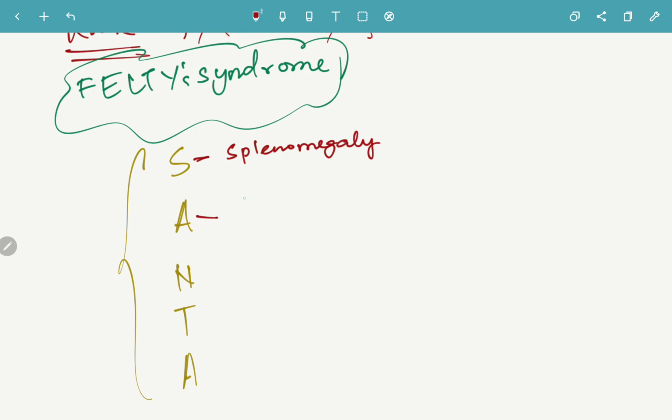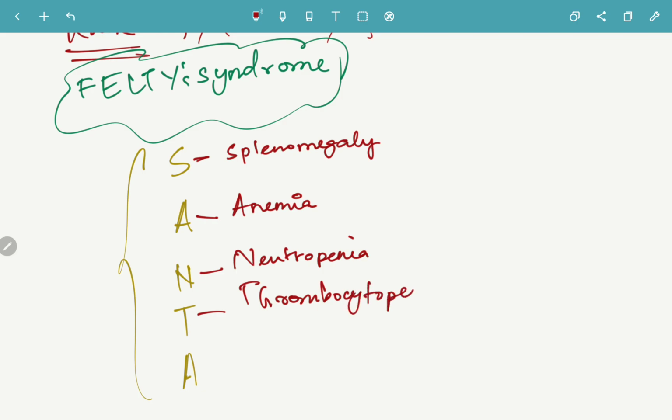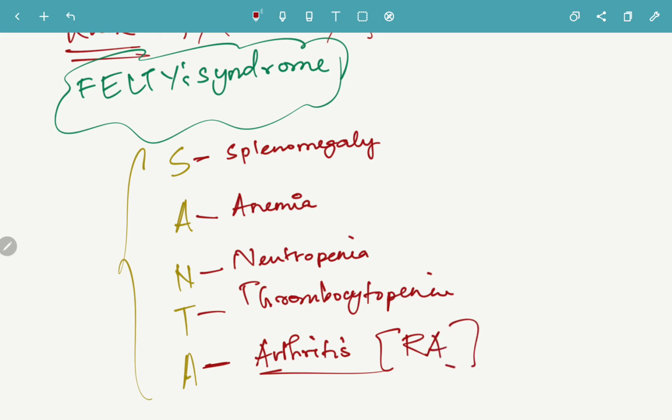And A stands for anemia. N stands for neutropenia. T stands for thrombocytopenia, and A stands for arthritis, which is nothing but your rheumatoid arthritis. So this SANTA mnemonic is for Felty syndrome. These patients frequently have high titers of rheumatoid factor and subcutaneous nodules.